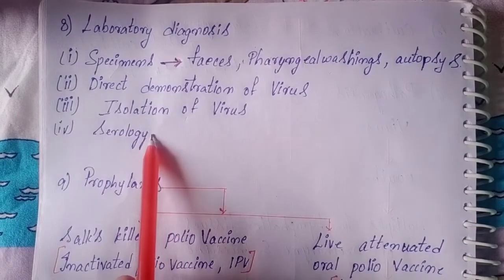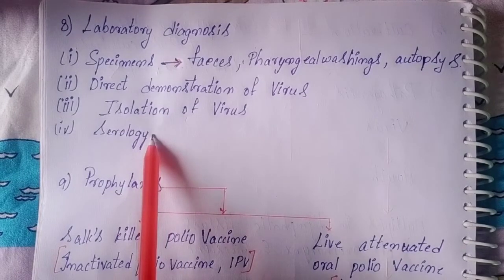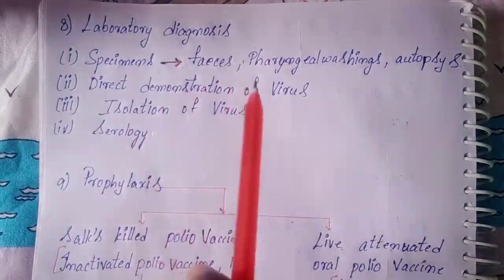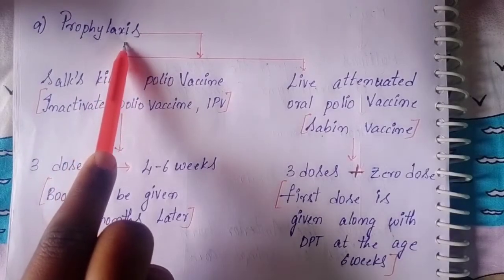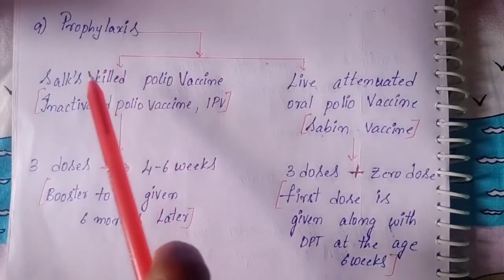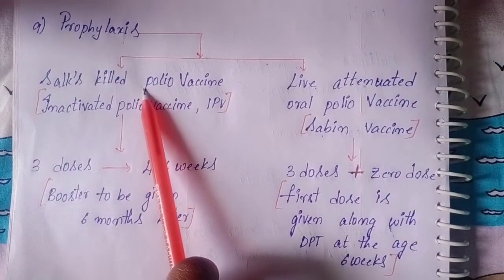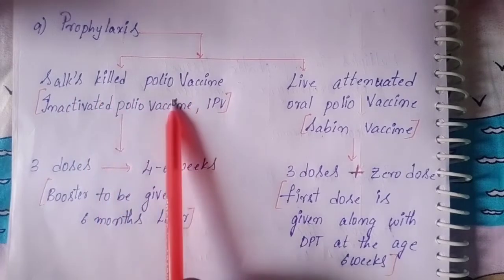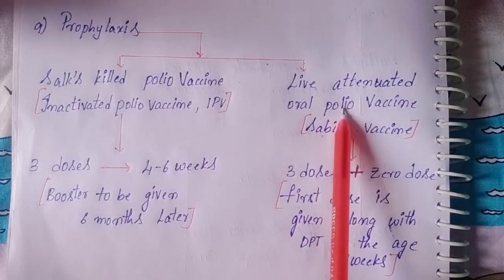Next one is serology. The four-fold rise of antibody titre can be demonstrated in paired sera by neutralization test. Serodiagnosis is less often employed. And the final one is prophylaxis. Two types of vaccines are available: killed polio vaccine, Salk, and live attenuated oral polio vaccine, Sabin.